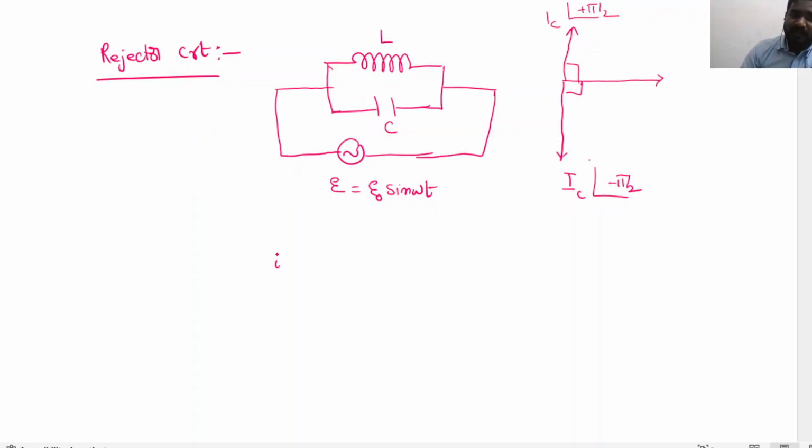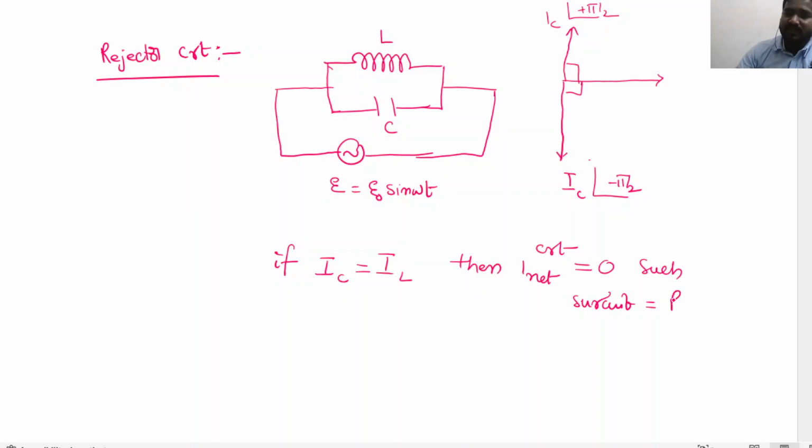See the condition. If the current through the capacitor equals the current through the inductor, then the net current across the circuit equals zero. Such circuits you can take as a rejector circuit.